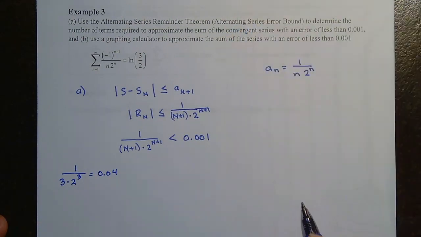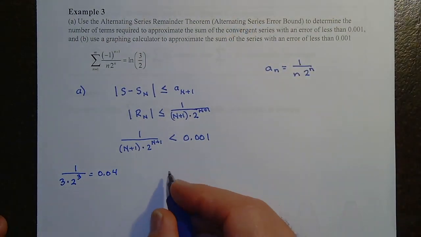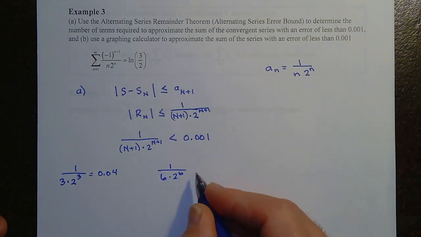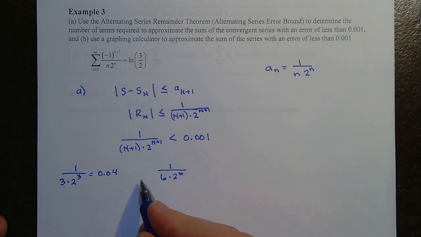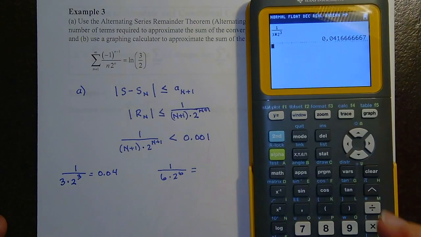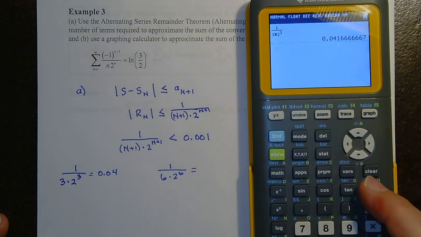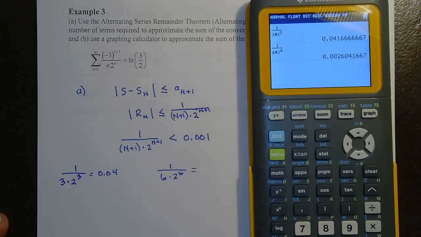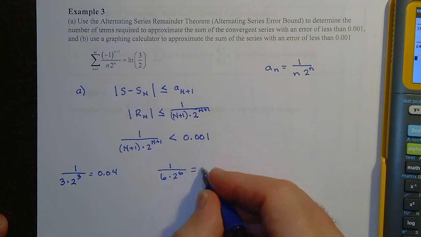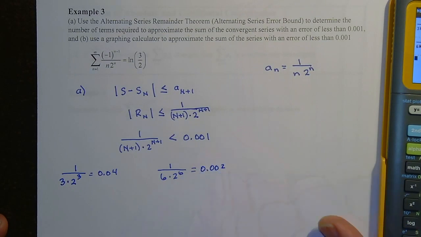So let's jump ahead. Let's jump all the way to 6. Okay, so 1 over 6 times 2 to the 6. Now, if that's less than this, I'm going to have to back up and try 5, right? I've got to figure out the one that just barely gives me less than this. So 1 over 6 times 2 raised to the 6. And yeah, that gets me closer, but it's 0.002, right?